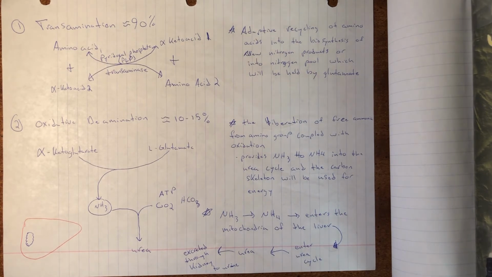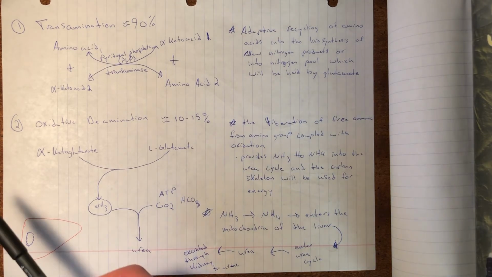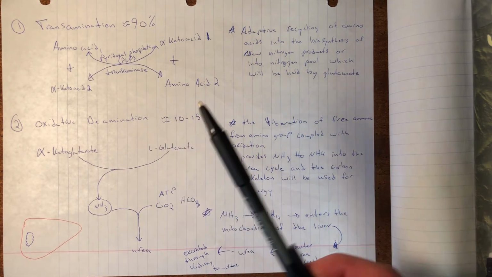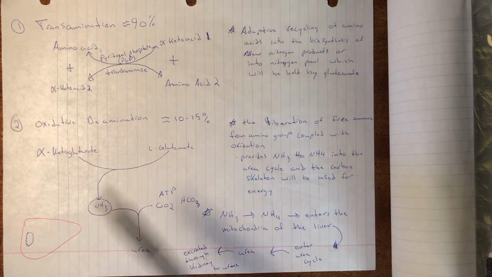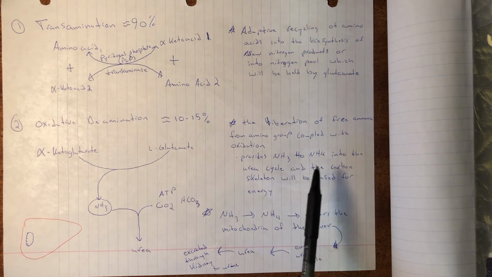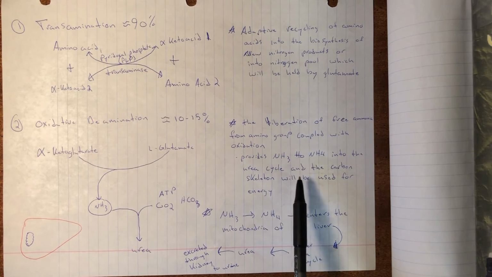The other pathway that can happen is oxidative deamination. In a healthy person, your liver should be going through this 10 to 15% of the time. This is the liberation of free ammonia from the amino group coupled with oxidation. This provides a way for the ammonia, NH3, to become NH4 ammonium and go into the urea cycle, and then the carbon skeleton that is left over will be used for energy.